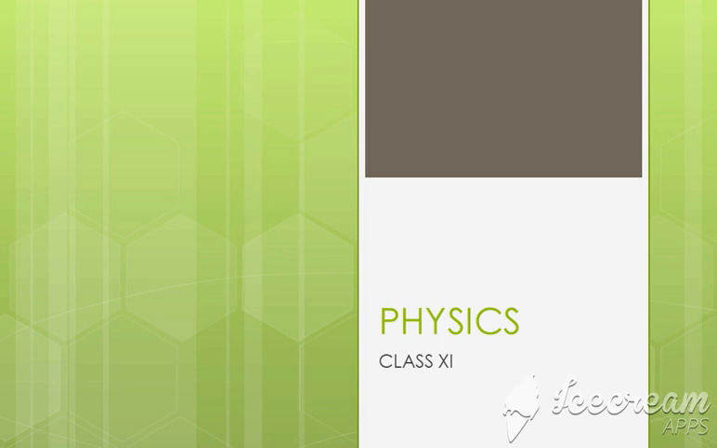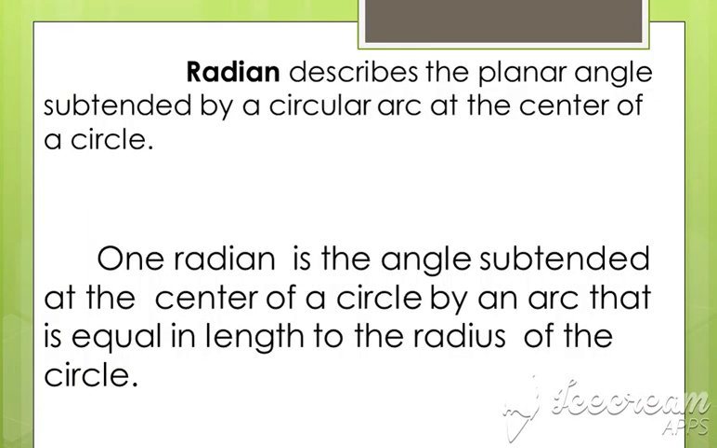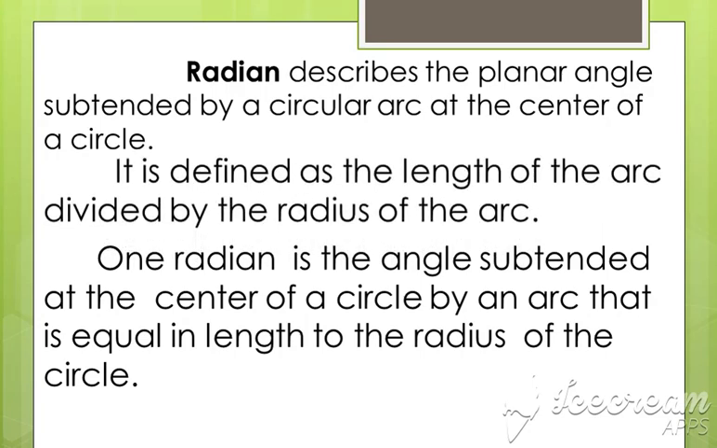Today, we are going to discuss chapter number 2. In chapter number 2, we are going to see topics such as circular motion and the terms based on that. But before that, let us see a few definitions. The first definition we are going to see is radian.